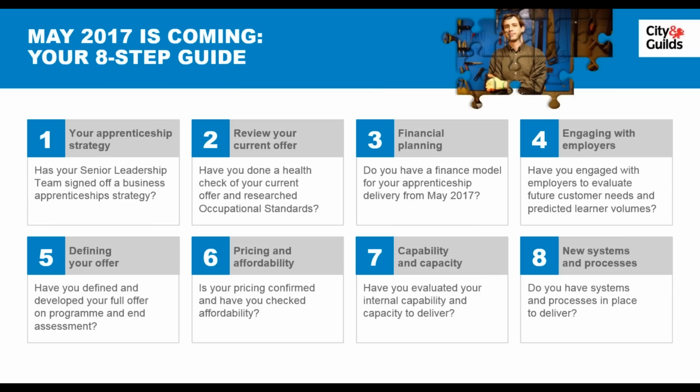Step 4 is around engaging with employers, which will be a huge change to how you engage with employers moving forward once you start to consider contracts, funding arrangements, payment schedules, etc. Step 5 is around defining your offer. You need to be really clear what your offer is going to be moving forward. Have you started to think about price and affordability before you even negotiate with employers?